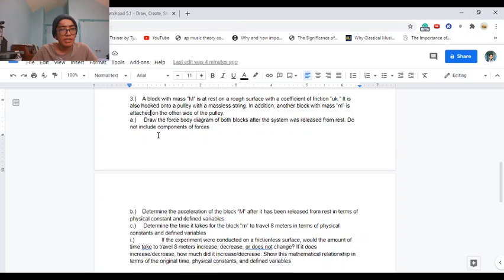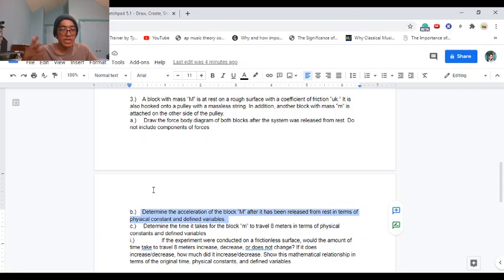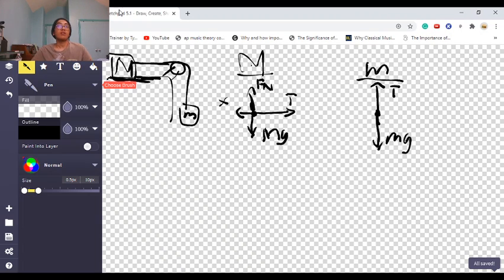Cool? Cool. Now the question says to determine the acceleration of the block after M is released from rest. It has to be in terms of physical constants like g and defined variables like the mass, both of the masses, and of course the coefficient of friction.